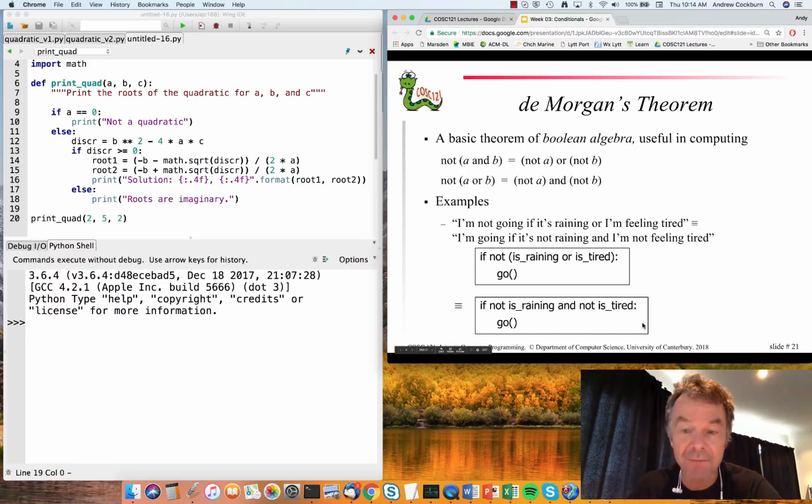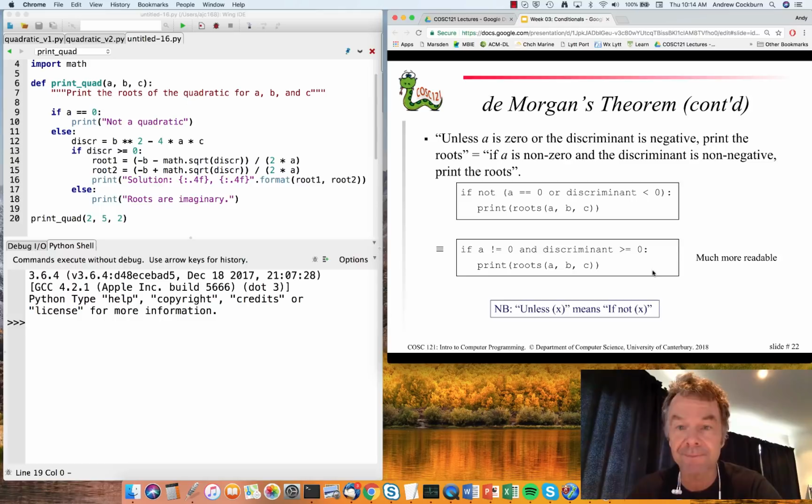So in my opinion, this one's slightly simpler and easier to understand than this one. And often, stylistically, you'll make a determination as a programmer of which of 2 alternatives is easier to understand, and you'll always go for the easier one. De Morgan's theorem just gives you one more alternative for how to simplify your logical structures.